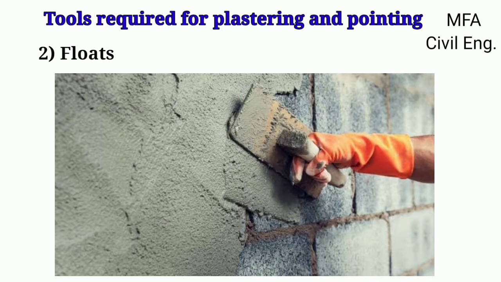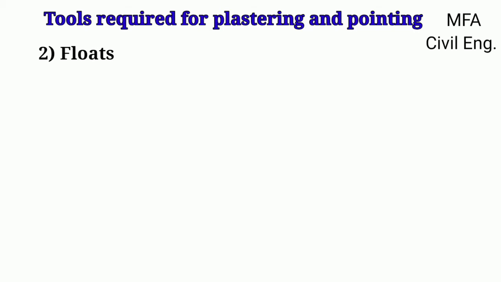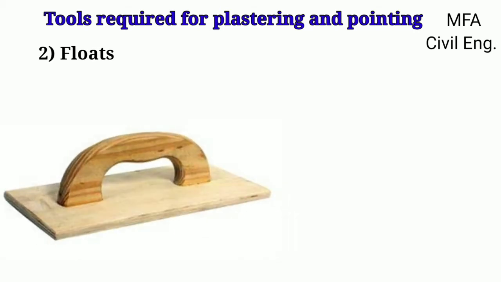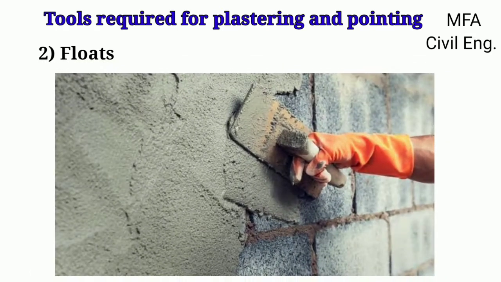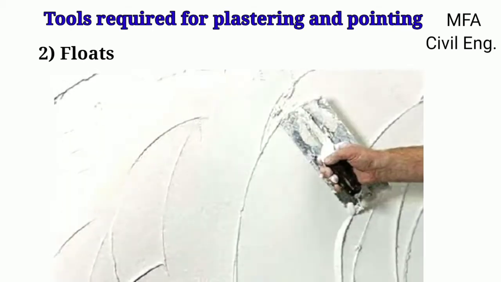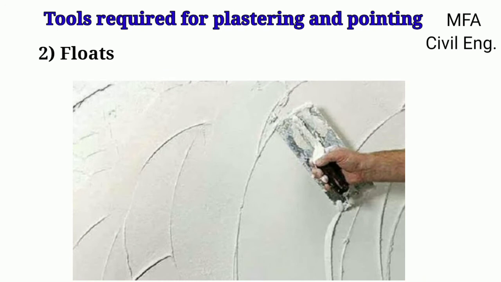There are two types of float generally used in plastering work: the wooden float or skimming float, and the metal float. The wooden float or skimming float is used for spreading the mortar so as to obtain a uniform and level surface. Metal floats are used to make the plaster surface smooth or to obtain a required smooth finish.